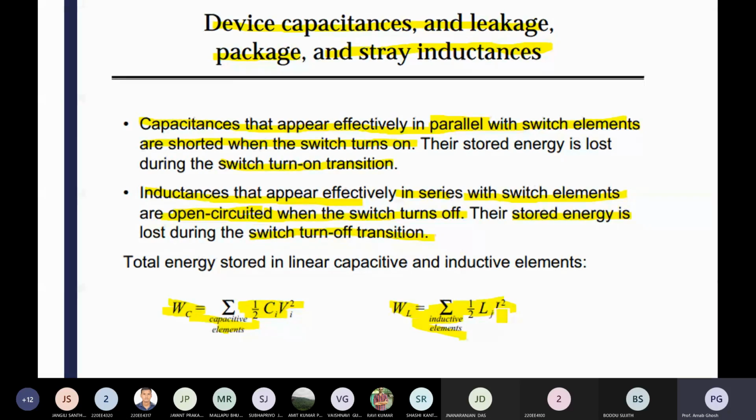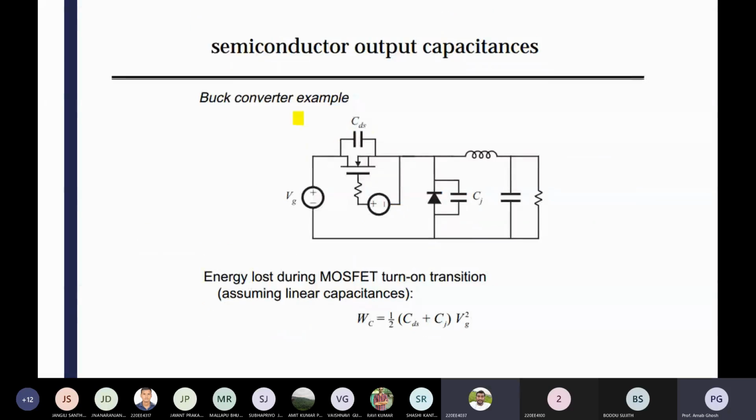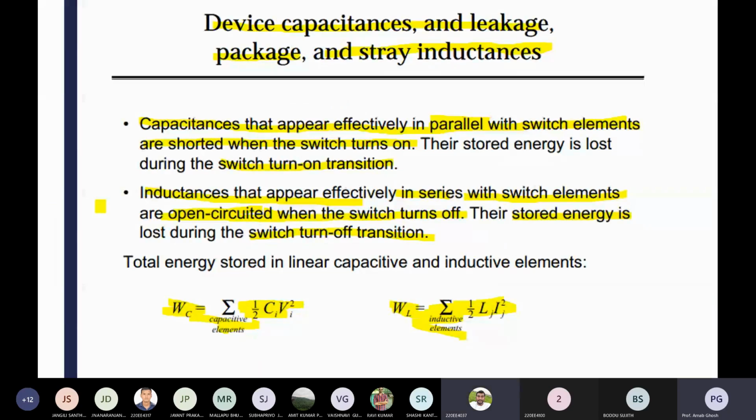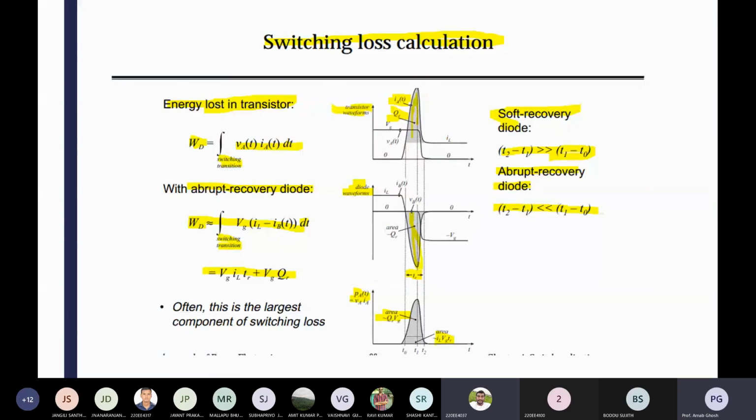Sir, in the turn off time also there is a loss in the capacitance, no, sir? Is it only in the previous slide, sir? This one. Previous slide, yes, sir. Only during turn on, energy is lost in capacitance, sir. Energy is also lost during turn off also, no, sir? In the capacitance. Turn on. Again, please tell me.